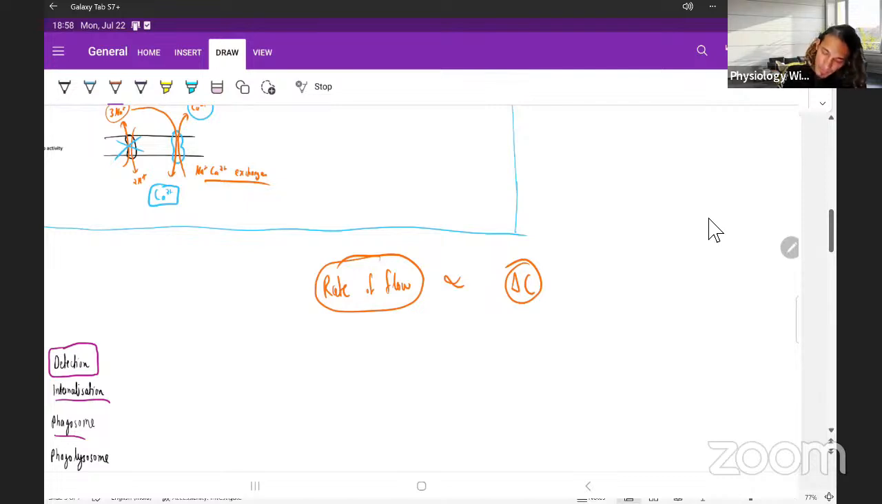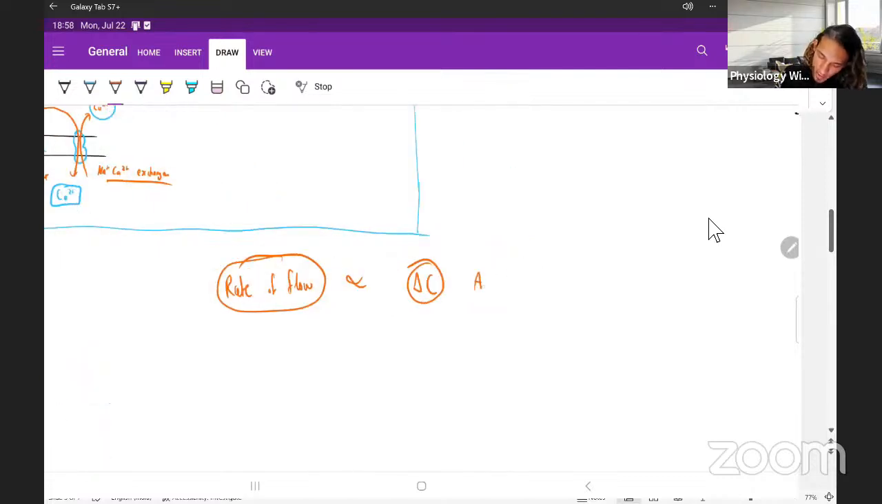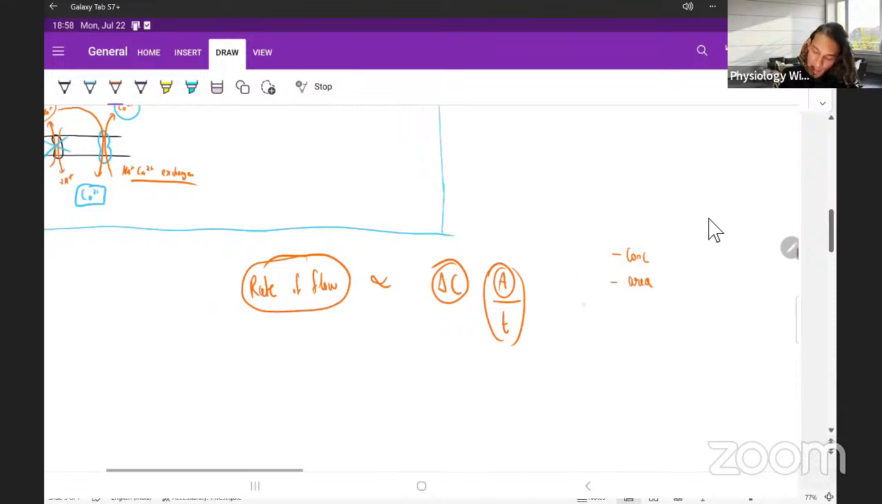Okay, into area, divided by thickness of the membrane. What does it mean? When the surface area through which it is passing is increasing, rate of flow increases. On the other hand, if the thickness of the membrane is increasing, rate of flow decreases. So here itself, you have three factors: concentration gradient, area, and thickness.